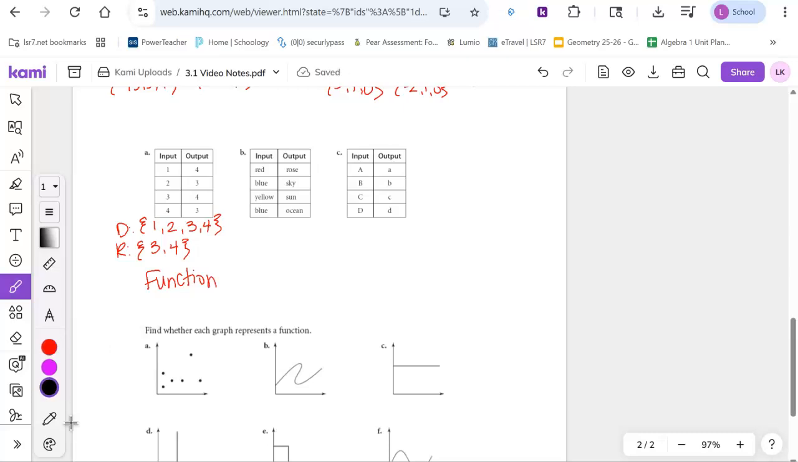Now this one's a little bit different because I have words. So I'm going to look here for my domain. I have red, blue, and yellow. For my range, I have rose, sky, sun, and ocean. Looking at my input, I do have two that repeat. So it is not a function.